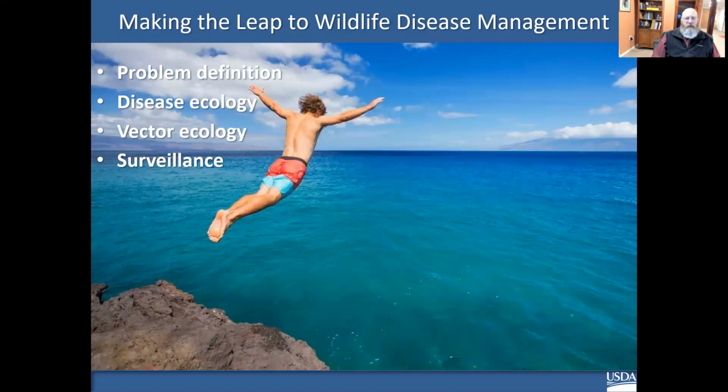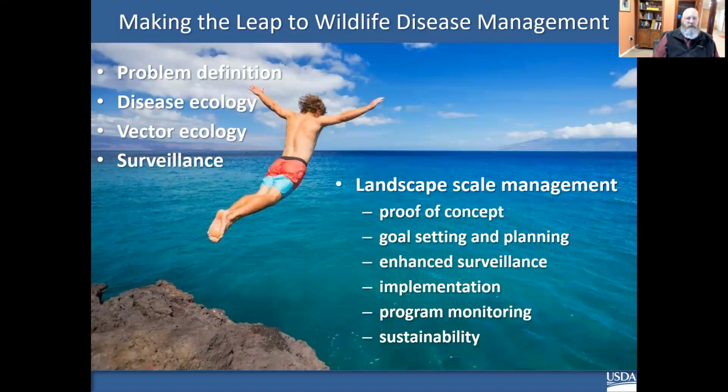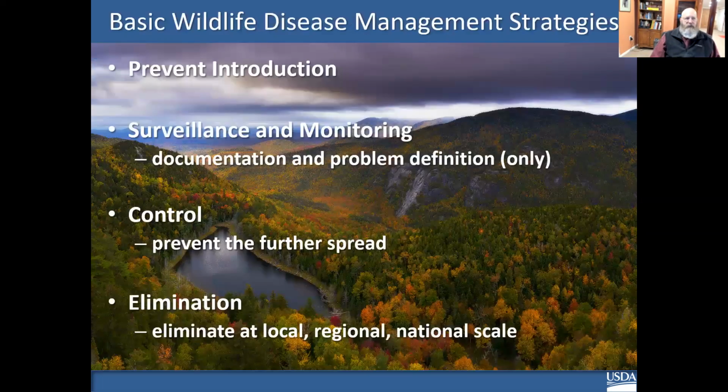I think the sweet spot, though, is that the problem definition, the disease ecology, the vector ecology, and the surveillance are all interesting and important. But for many of us as wildlife biologists, the fun really is about that landscape-scale management: the proof of concept, the goal setting and planning, the enhanced surveillance, the implementation of the management action, and then good program monitoring and trying to sustain those programs. Whether that's to prevent introduction, surveillance and monitoring only, as a sort of problem definition, or control to prevent further spread, or elimination at the local, regional, and national scale.